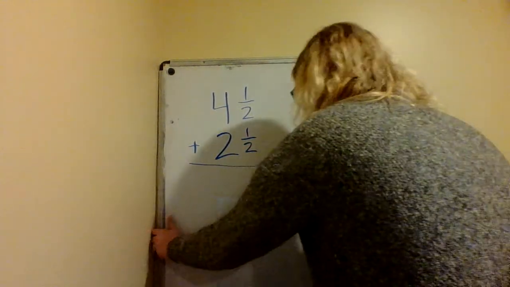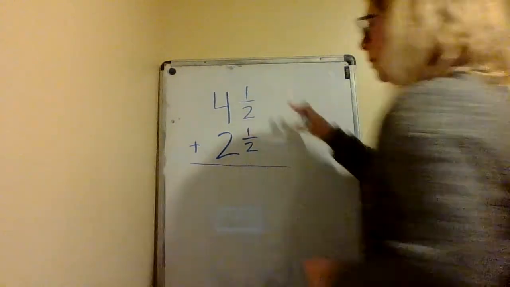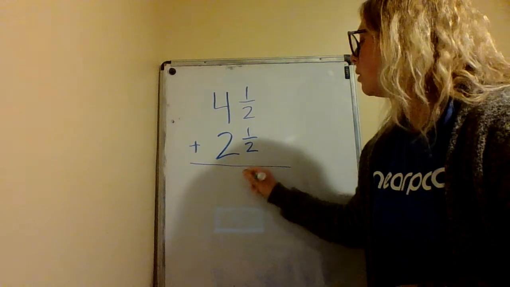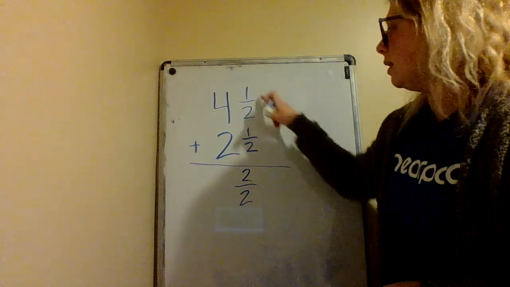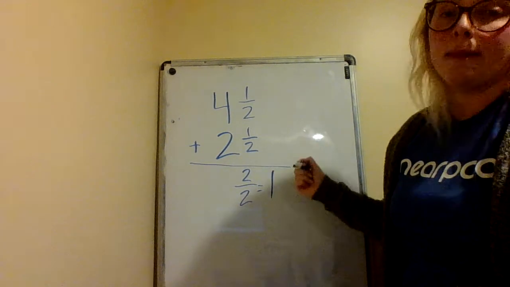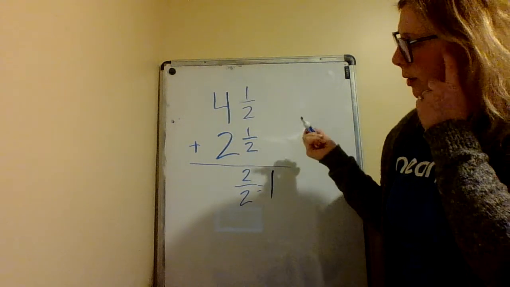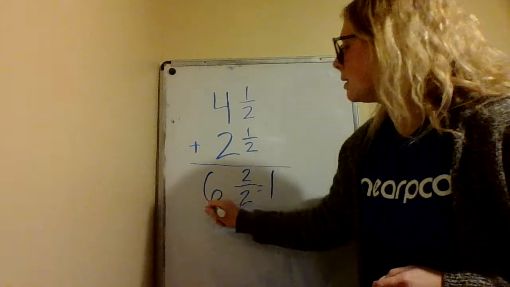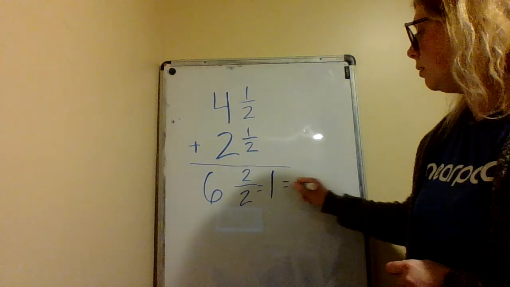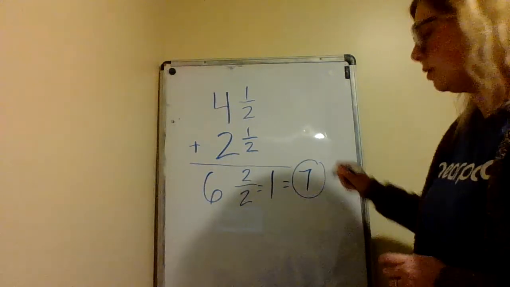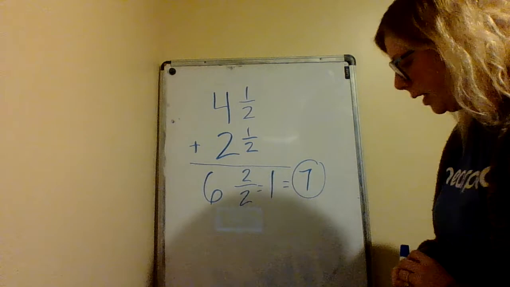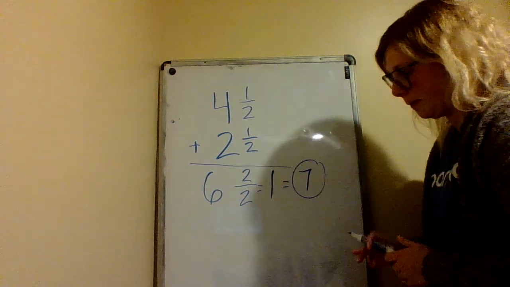Okay, so add up our fractional parts. A half and a half is 1 whole. Or if you think like this, half and half is two halves or 1 whole, right? And then 4 plus 2 is 6. And then we just add 6 plus our 1 whole is 7 wholes total. Okay, not too bad with that one. All right, let's try another.